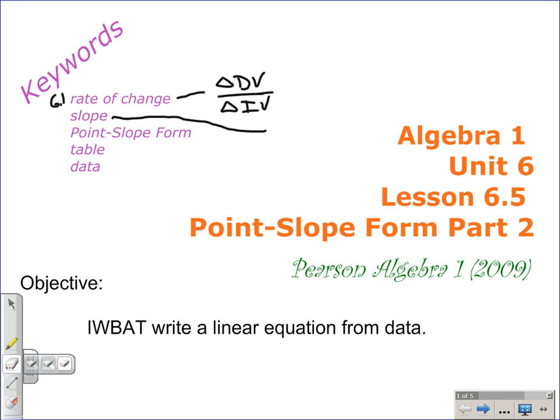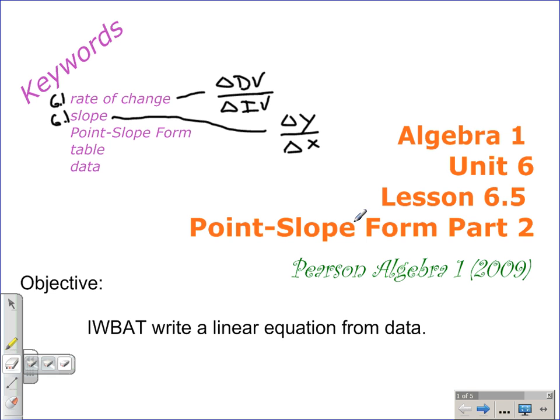Slope we also talked about in lesson 6.1. And we defined it then as the change in the y's over the change in the x's. And that comes from the idea of the dependent variable always being the y and the independent variable always being the x's. We also have a slope formula, which is y sub 2 minus y sub 1 over x sub 2 minus x sub 1. But for now, remembering that it's the change in y over the change in x is good enough.